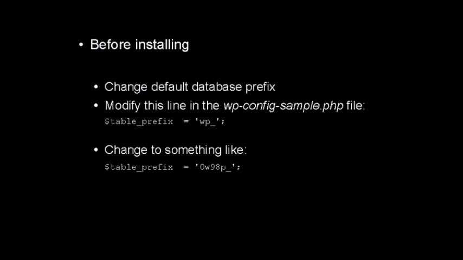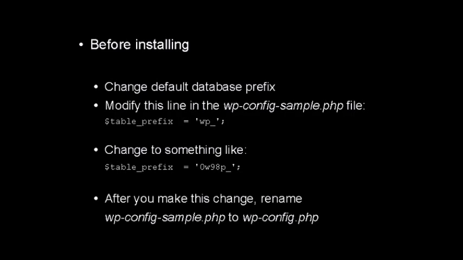The front part stays the same, but you can see I've put 0 and then a lowercase w, 98, and then a lowercase p, and then the underscore. Now, once you make this change, you then want to rename the wp-config-sample.php file to wp-config.php, and then you can proceed with the installation.